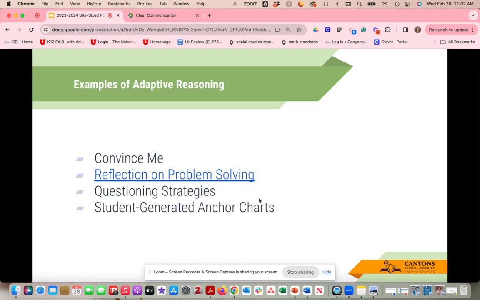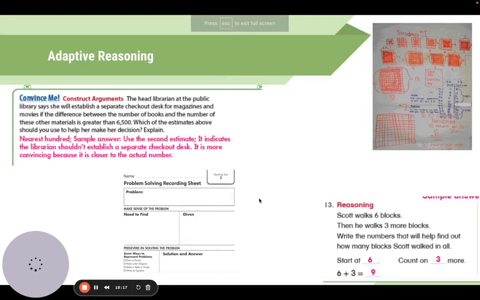You also have questioning strategies and then student-generated answer charts. So here are some examples. So the convince me within the math itself. You also have teaching tool number one, the problem-solving recording sheet. This takes a larger problem and breaks it down into all of these different areas to develop that adaptive reasoning.